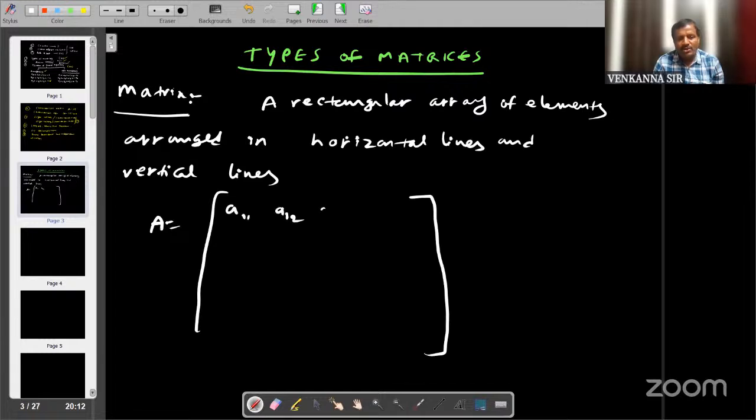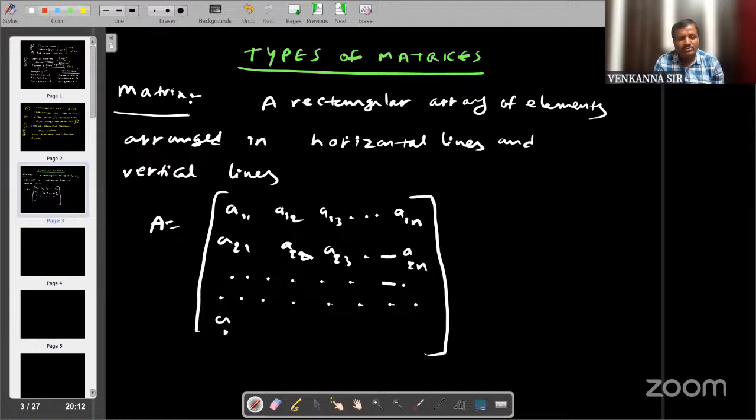A11, A12, A13 and so on, A1n. A21, A22, A23 and so on, A2n. And what is the last row? The last row is Am1, Am2 and so on, Amn. Yes, this is the general form of the matrix. How many rows are we having? m rows are there and n columns, m by n.